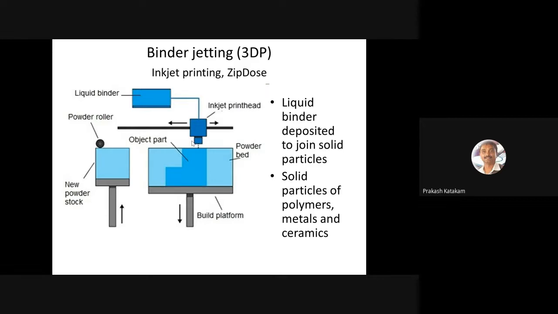A binder solution usually consists of, for example, gum material, acacia material, which we use in our households, or starch paste, dissolved in water. Or the powder itself contains some gummy material. Once you spray some water droplets on that, it becomes solidified. So the same technology is employed here.